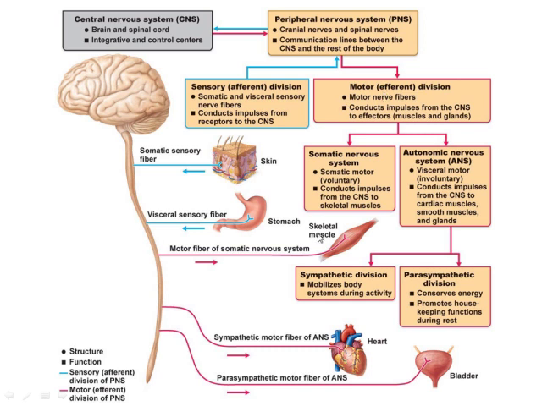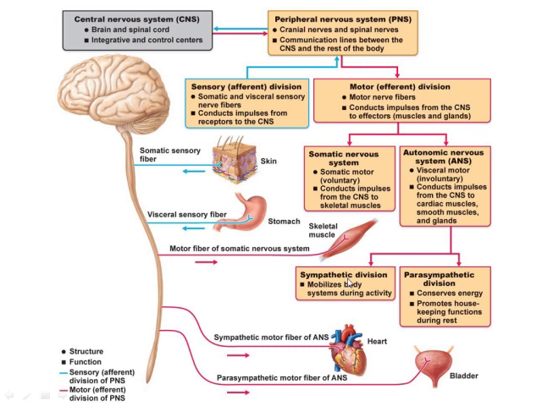And the motor division carries information from the central nervous system to the effectors. Now the somatic nervous system is your voluntary or conscious nervous system. So here the motor effectors are the skeletal muscle. The autonomic nervous system is the visceral nervous system. This is your unconscious part. So it's going to conduct impulses to the heart, to the organs of the body, and to the glands.